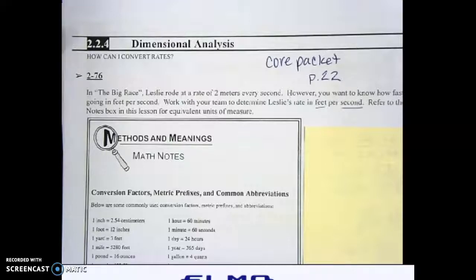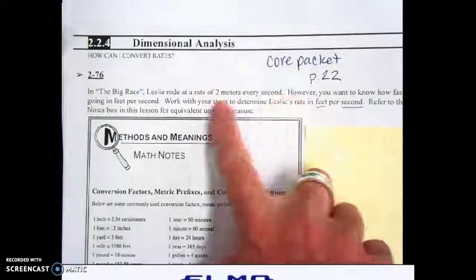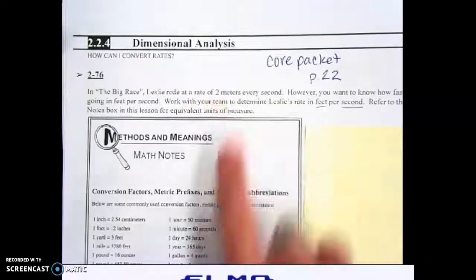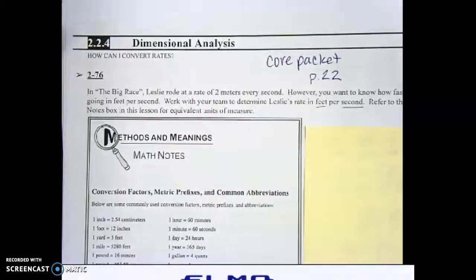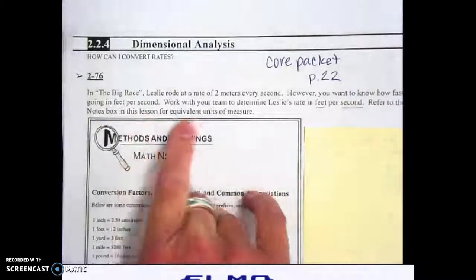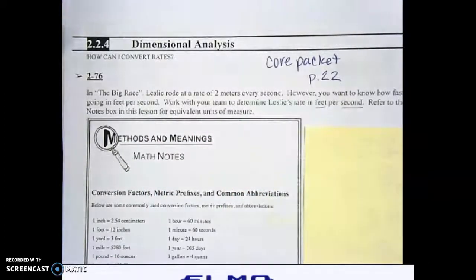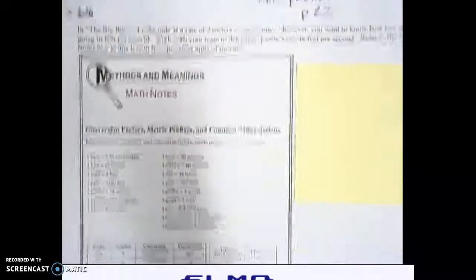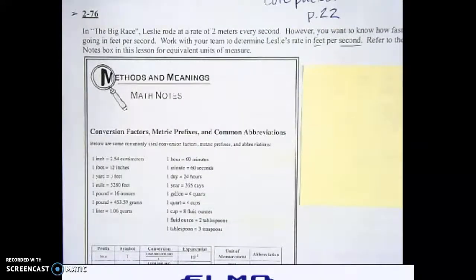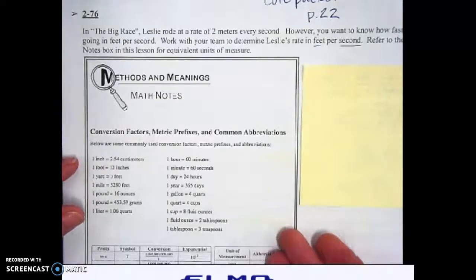All right, so we had meters per second, and you want feet per second. Okay, so slightly different. So what you're going to do is you're going to refer to this math notes box in the lesson for equivalent units of measure. So you're going to see these type of questions come up in both the core packet and in the homework packet, where you're basically converting, you're changing from some units to different units. Okay, so we're going to talk about how to do that.